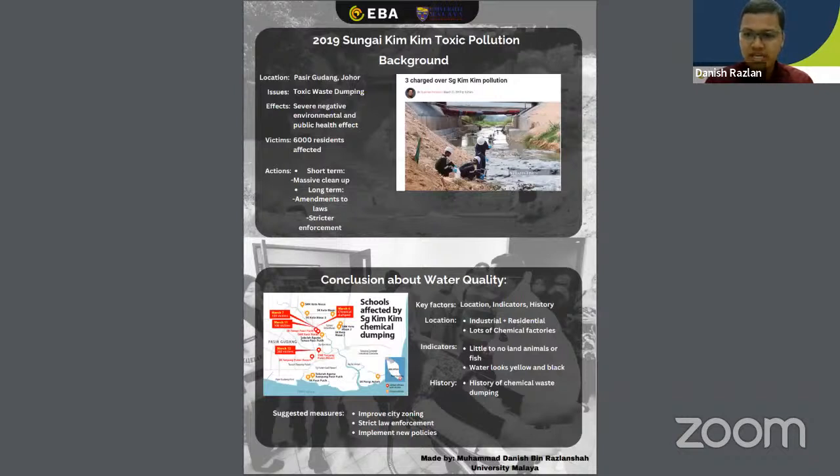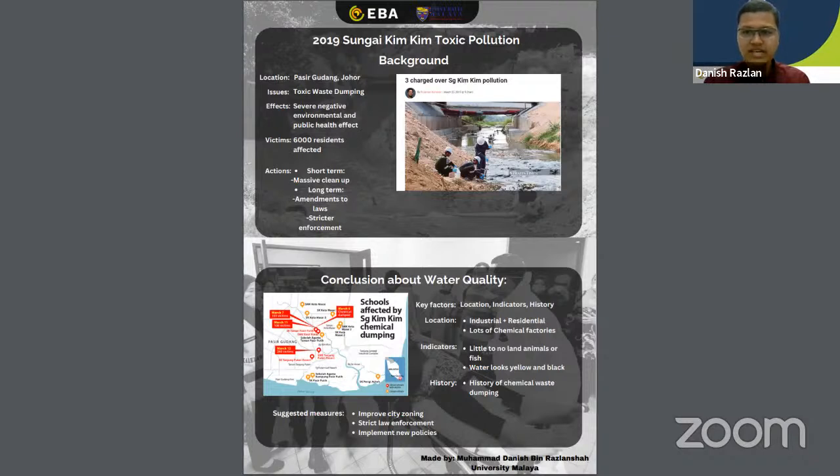First of which is location, where the location of the river surrounding it, there are a lot of industrial and residential areas, in addition to a lot of chemical factories also present. Usually from the fieldwork, we concluded that the more developed the area is, the more likely it is to be polluted. And now onto the indicators.